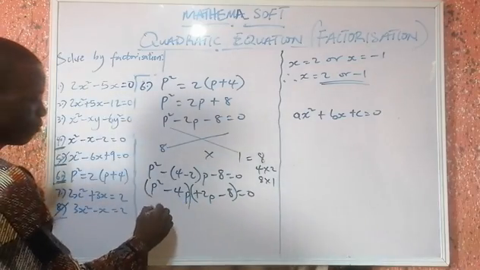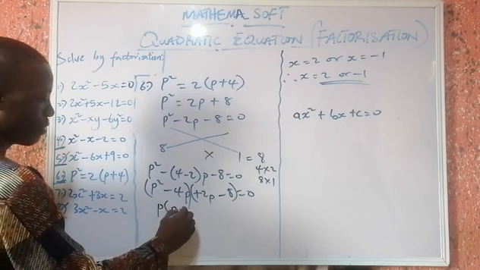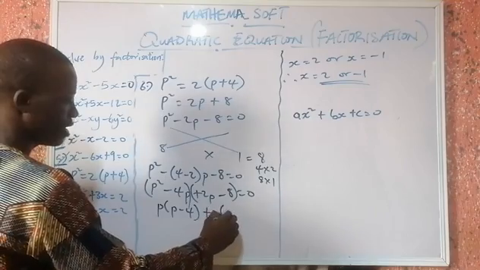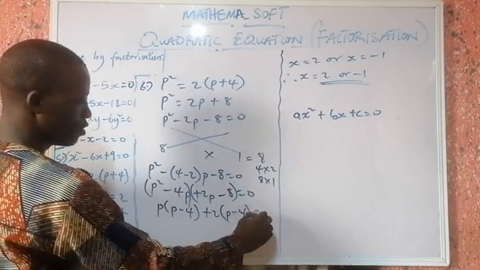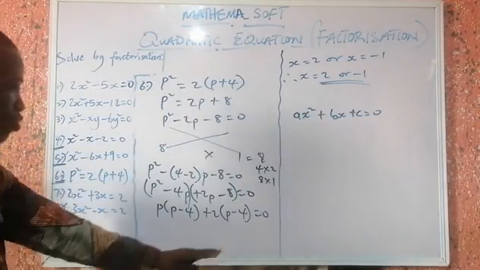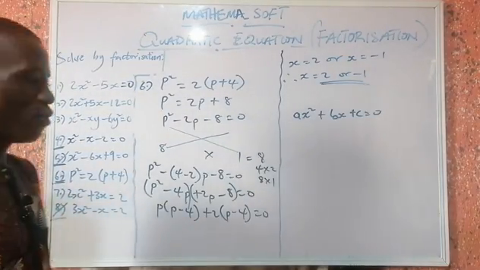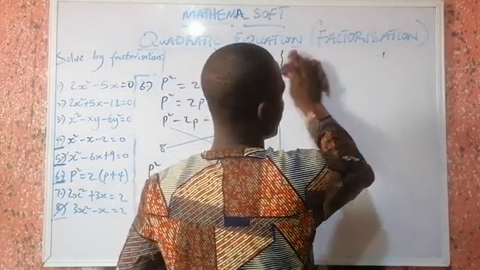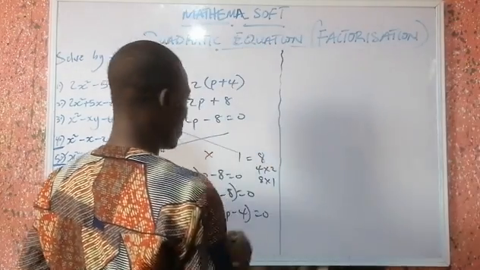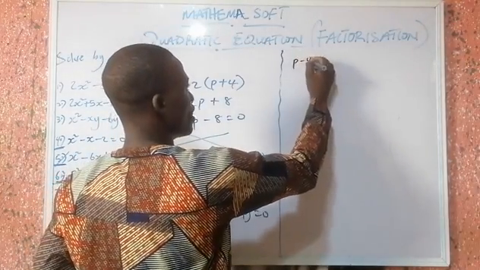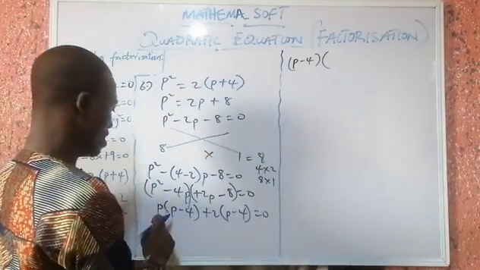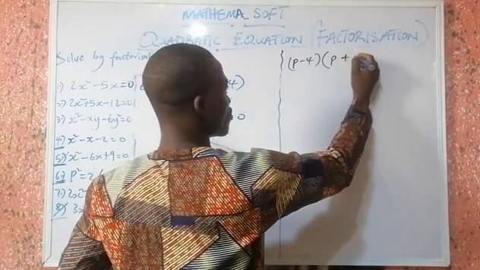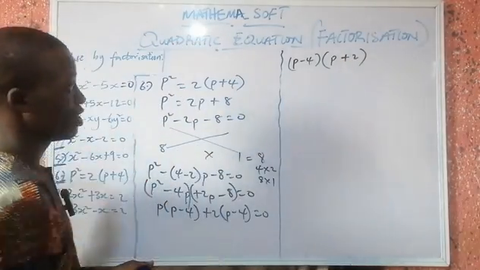What is common here? p is common, so I have p minus 4. What is common here? Plus 2 is common, then I have p minus 4. So it's so good that p minus 4 and p minus 4 are common to both sides now. So I bring out p minus 4 as a common factor. What will remain here is p plus 2.